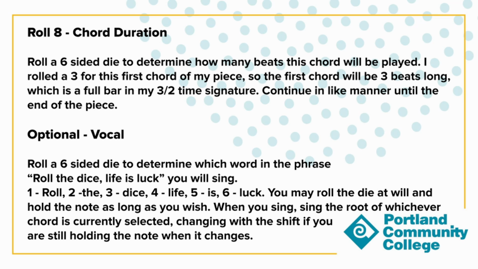There is an optional vocal where you would roll a 6-sided die to determine which word in the phrase, roll the dice, life is luck, you will sing. 1 is roll, 2 is the, 3 is dice, 4 is life, 5 is is, 6 is luck. You may roll the die at will and hold the note as long as you wish. When you sing the root of whichever chord is currently selected, changing with the shift if you are still holding the note when it changes.